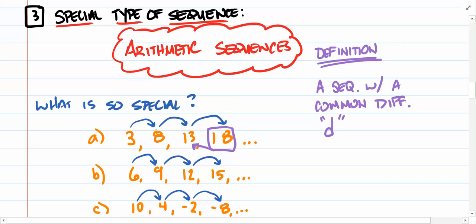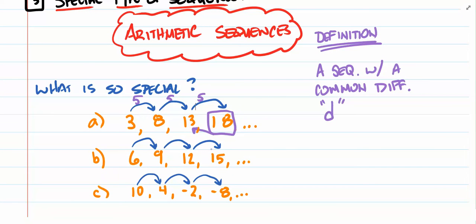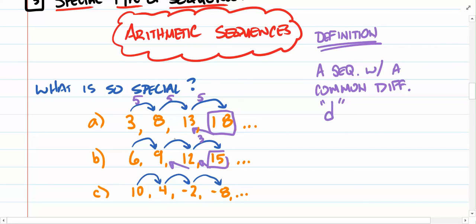So for example, in this particular case, the common difference would be 5. Each term is just the term before it plus 5. In part B, take any term that you want and subtract off the term before it. So 15 take away 12 is going to be 3. 12 take away 9 is going to be 3. 9 take away 6 is going to be 3. So the D would be a value of 3. In this case, the common difference would be a value of 5. And in this case, if I take any term, 4, and I subtract off 10, I would get -6. So a common difference is allowed to be negative. It's also allowed to be positive.